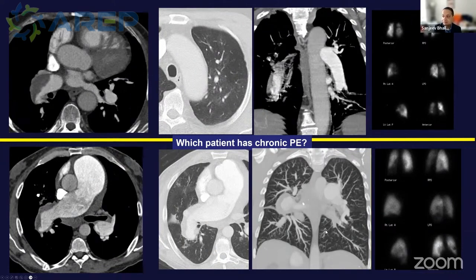If we look at the perfusion images, you can see that above the yellow line there are multiple segmental perfusion defects, whereas below the line, the perfusion is normal. If we look, there are big bronchial arteries. If we look at this patient, there are not.